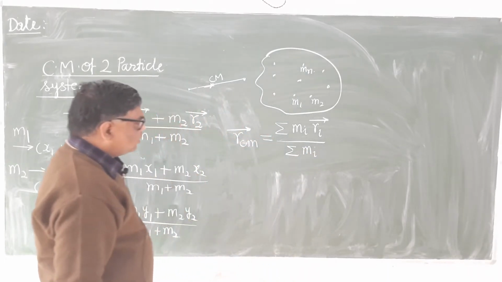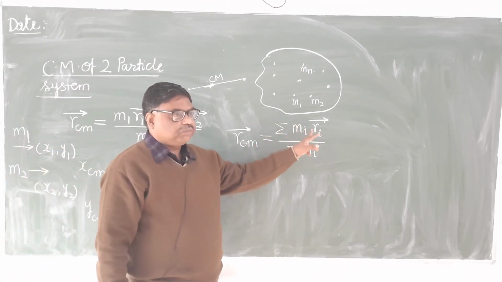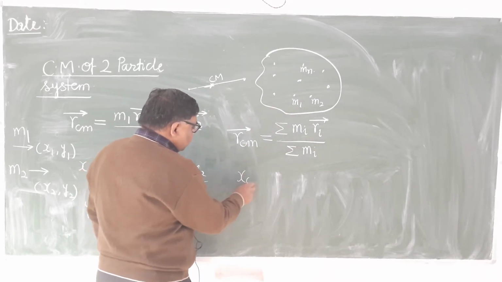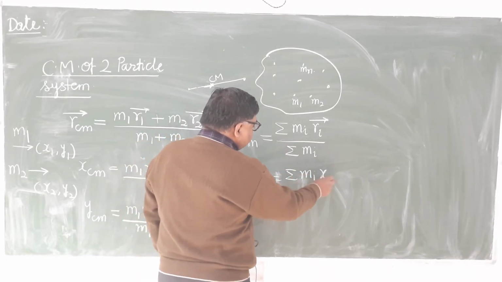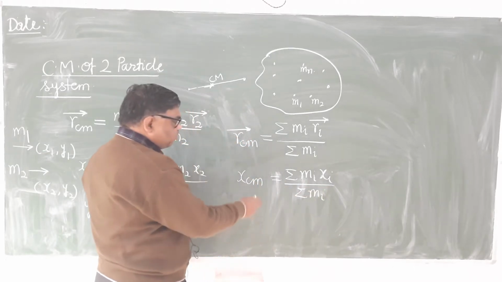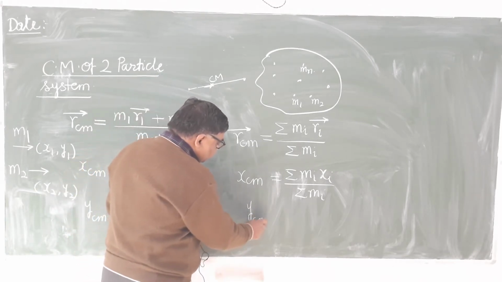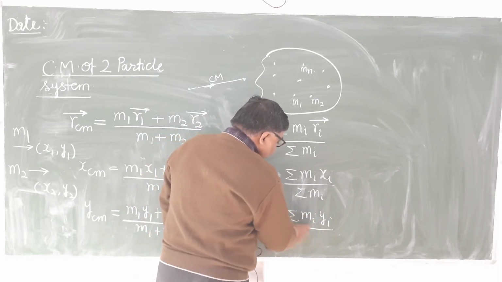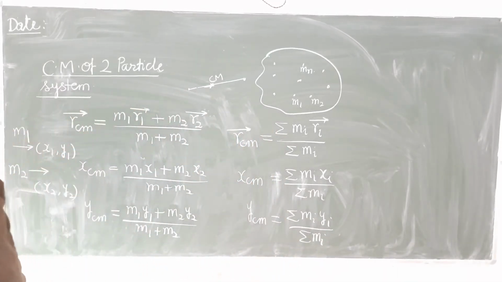If you write the Cartesian coordinates, sigma mi ri means m1 r1 plus m2 r2 plus m3 r3 and so on. Now xcm equals sigma mi xi upon sigma mi, where sigma mi means m1 plus m2 and so on up to mn. And ycm will be sigma mi yi upon sigma mi. So this is about the center of mass.